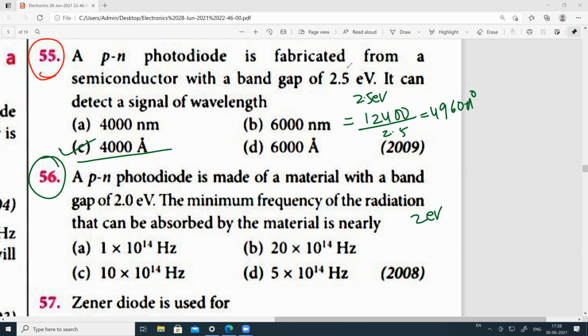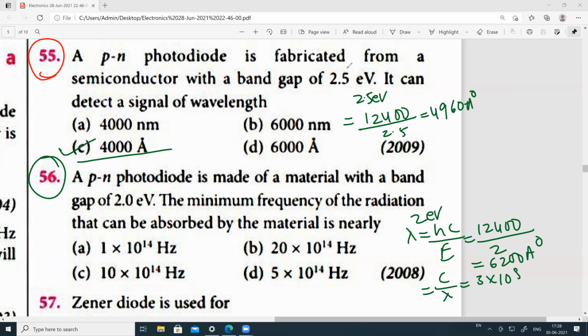Wavelength of the radiation corresponding to the energy is calculated using the formula lambda is equal to hc divided by E, which is 12,400 divided by 2 electron volts. So we are getting 6,200 angstrom. So frequency is calculated by using the formula c divided by lambda, where c value is 3 into 10 to the power of 8 meters per second and lambda is 6,200 into 10 to the power of minus 10. So we are getting mu is equal to 5 into 10 to the power of 14 hertz. So the right answer is D one.